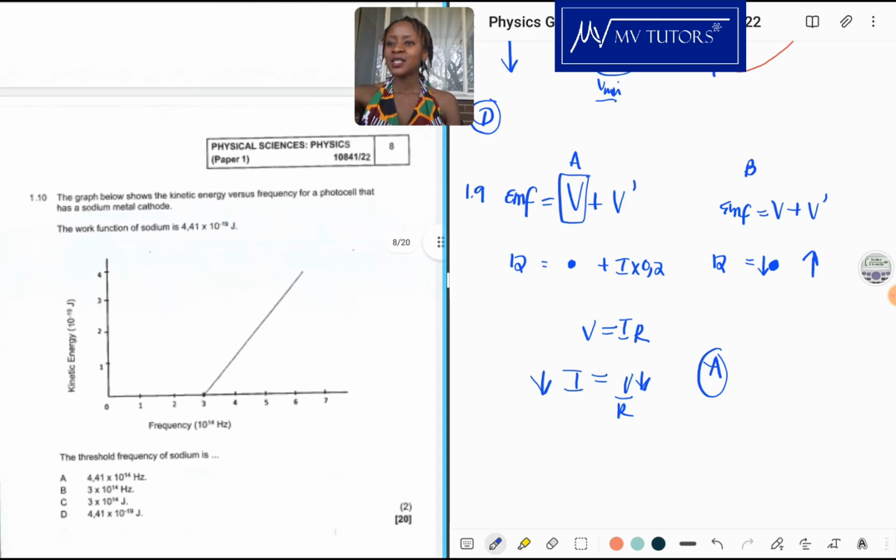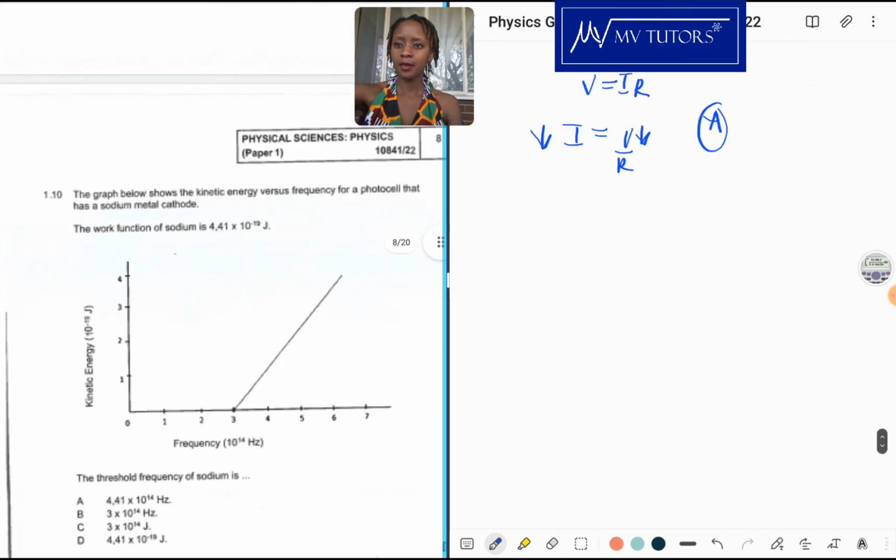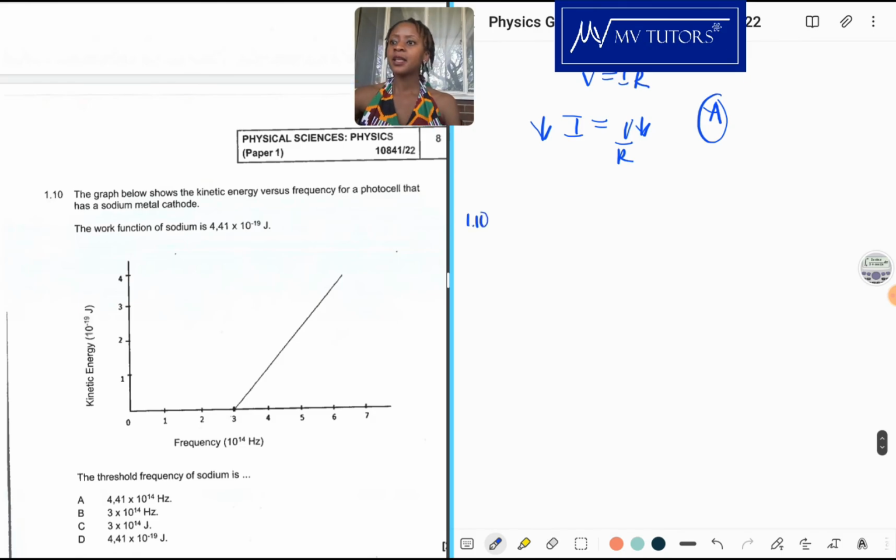1.10. The graph below shows the kinetic energy versus frequency for a photocell that has a sodium metal cathode. Then they tell us that the work function of sodium is equal to 4,41 times 10 to the power negative 19 joules. So we can see kinetic energy, frequency. Now it says the threshold frequency of sodium is, so we want to know what the threshold frequency is.